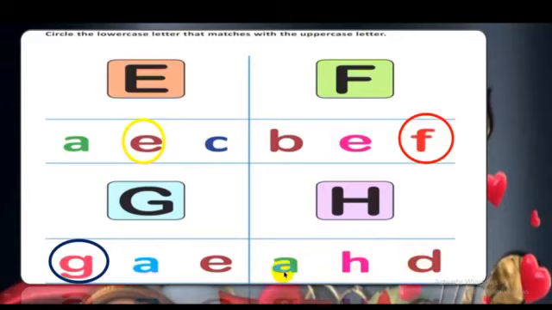No, miss. This is lowercase A. Is this lowercase H? No, miss. This is lowercase G. Is this lowercase H? Yes, miss. This is lowercase H. Good job, well done.